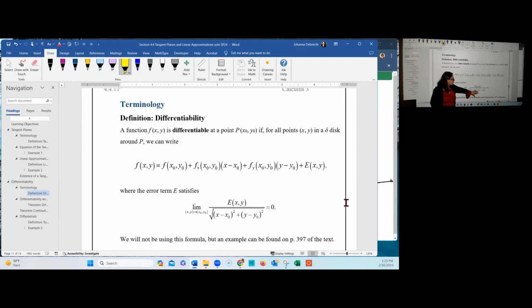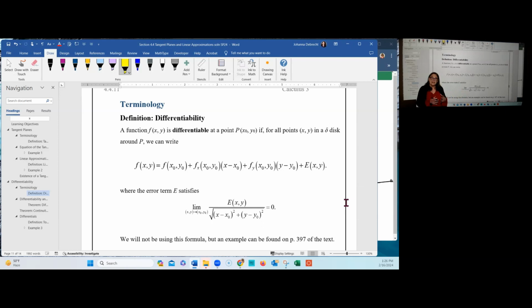Now, if you look at the denominator, we have this error term, and in the denominator, we have the square root of x minus x naught squared plus y minus y naught squared. When we look at this, realize that this is simply giving us, of course, the distance between the point x, y and the point x naught, y naught in the domain plane, which is R2. We want to take the limit of this as x, y approaches x naught, y naught.